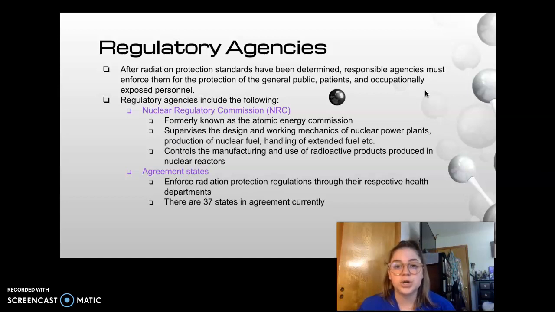Now, you'll see under the NRC are agreement states. Even though there are 50 states in the United States, only 37 are agreement states. These states enforce radiation protection regulations through their respective health departments. So, these 37 states follow the same rules that the NRC puts out. There are 12 other states that are not following these yet, and this means that they're not regulated by the government. They do still have rules that they need to follow. They just don't follow all the rules to the extent that we do.